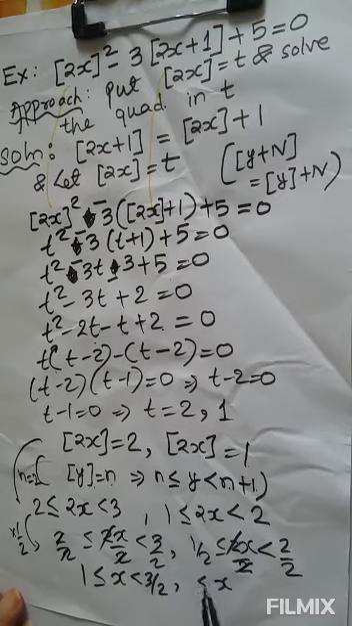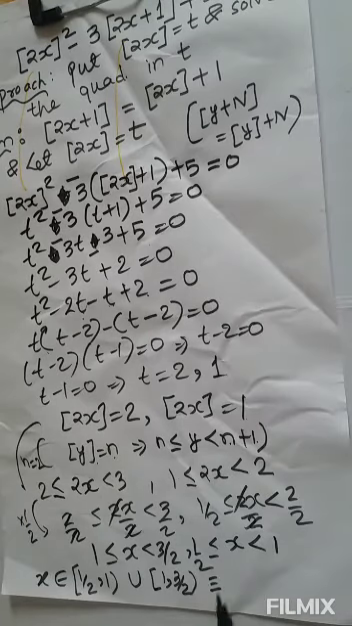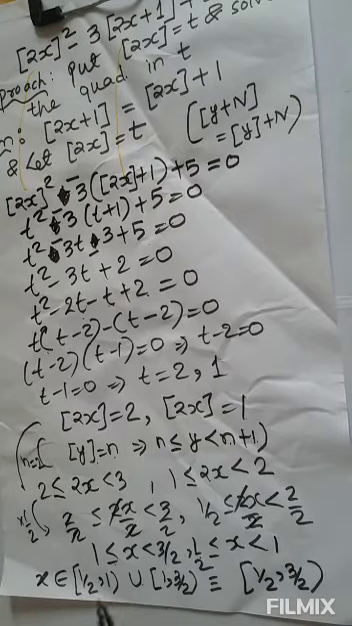or half to 1. So this can be written as half to 1, half included, so square bracket, 1 open, union 1 to 3 by 2, 1 included, which can be written as half included to 3 by 2 open interval.